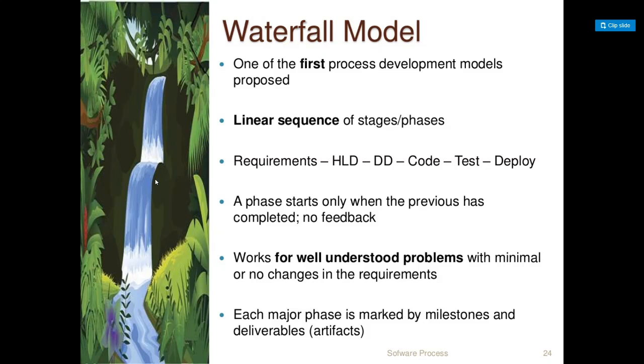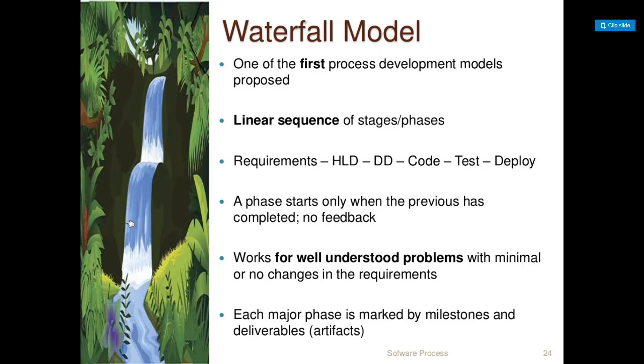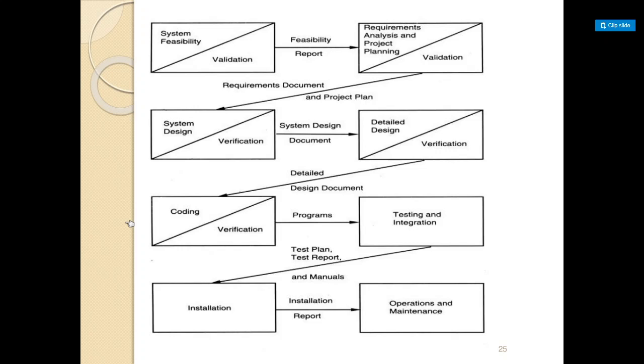Each major phase is marked by milestones and deliverables. That is, in each phase it is written what you get at the end. You put something in here and you get something out here, and whatever comes out at this end is put into the next phase. So there are not many complications in this model. It just goes on flowing. This is typically how a waterfall model looks.